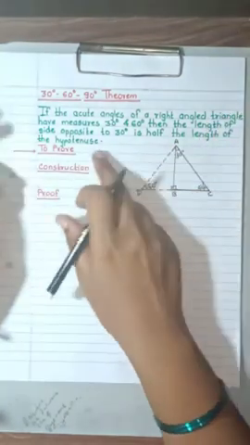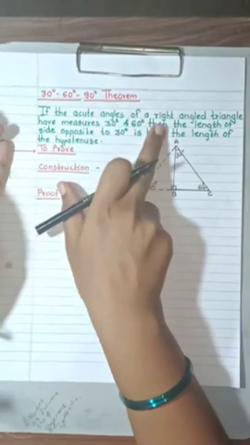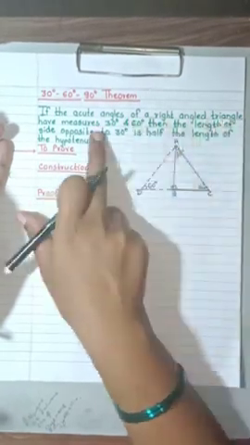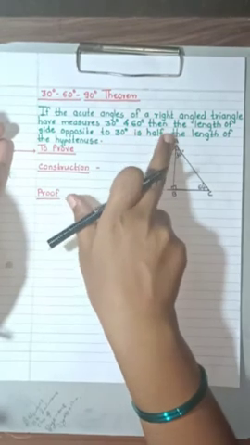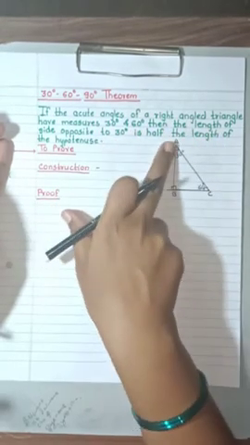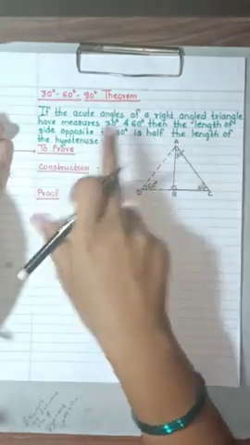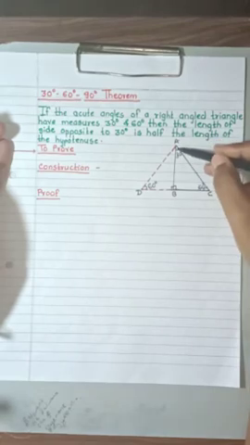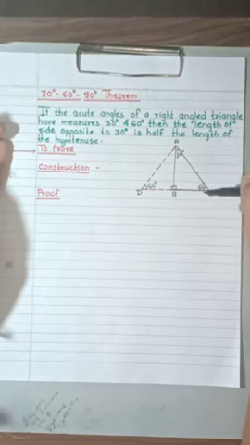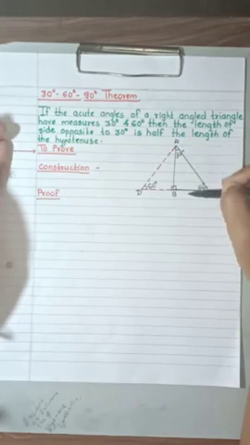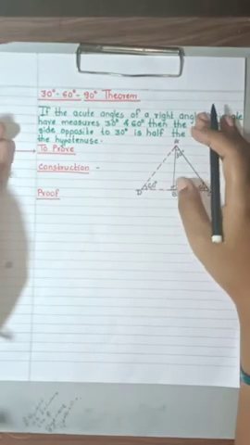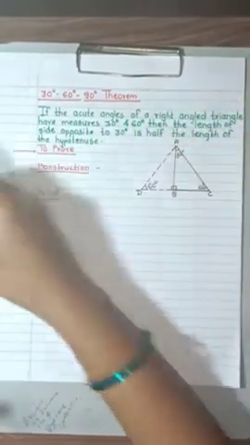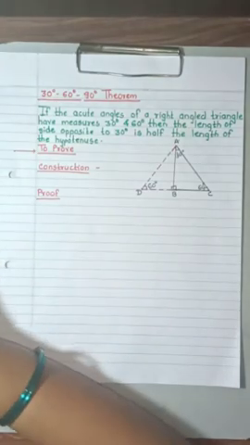Let us start with the first one: if the acute angles of a right angle triangle have measures 30 degree and 60 degree, then the length of the side opposite to 30 degree is half of the length of the hypotenuse. You can see this triangle ABC, and angle A is 30 degree. Which side is opposite to angle A? BC is the side opposite to angle A. Therefore the length of BC will be half of the hypotenuse. So without wasting our time, let us start with the solution of this theorem.